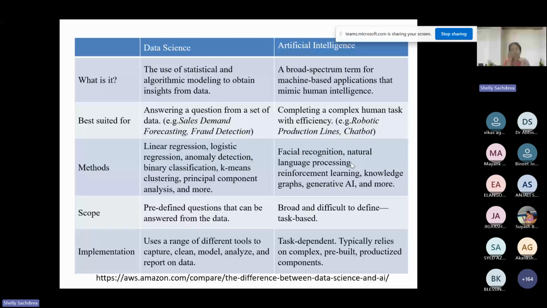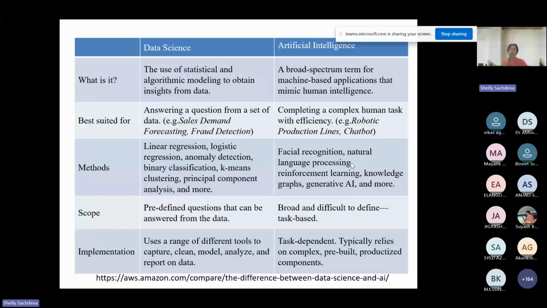The methods basically used for data science are linear regression, logistic regression, anomaly detection, binary classification, and k-means clustering, through supervised and unsupervised learning techniques, and principal component analysis for feature selection, and many more. When I talk about artificial intelligence, we also use facial recognition, natural language processing, reinforcement learning, knowledge graphs, and generative AI these days. That's what we use for artificial intelligence.